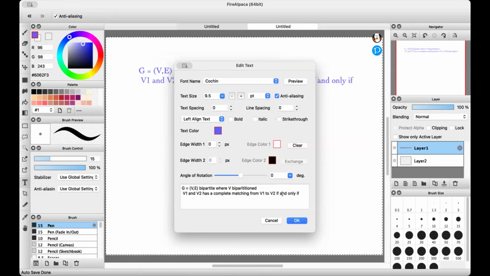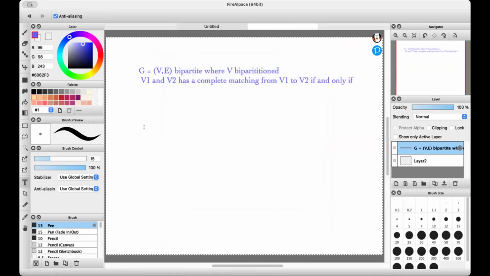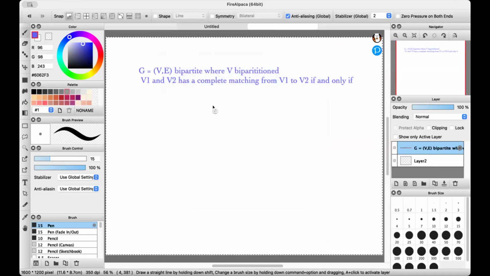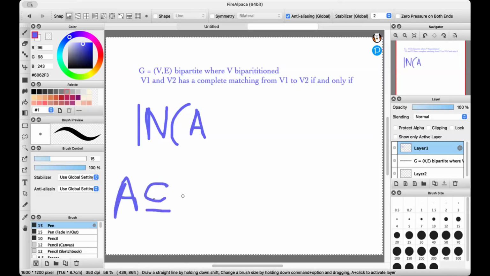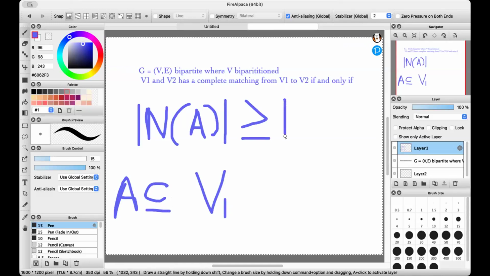Interesting. If and only if this is the case. Let me write it out. The neighborhood of A, where A is basically any subset of V1. So the neighborhood of any subset from V1 has to be greater than or equal to the size of that subset.